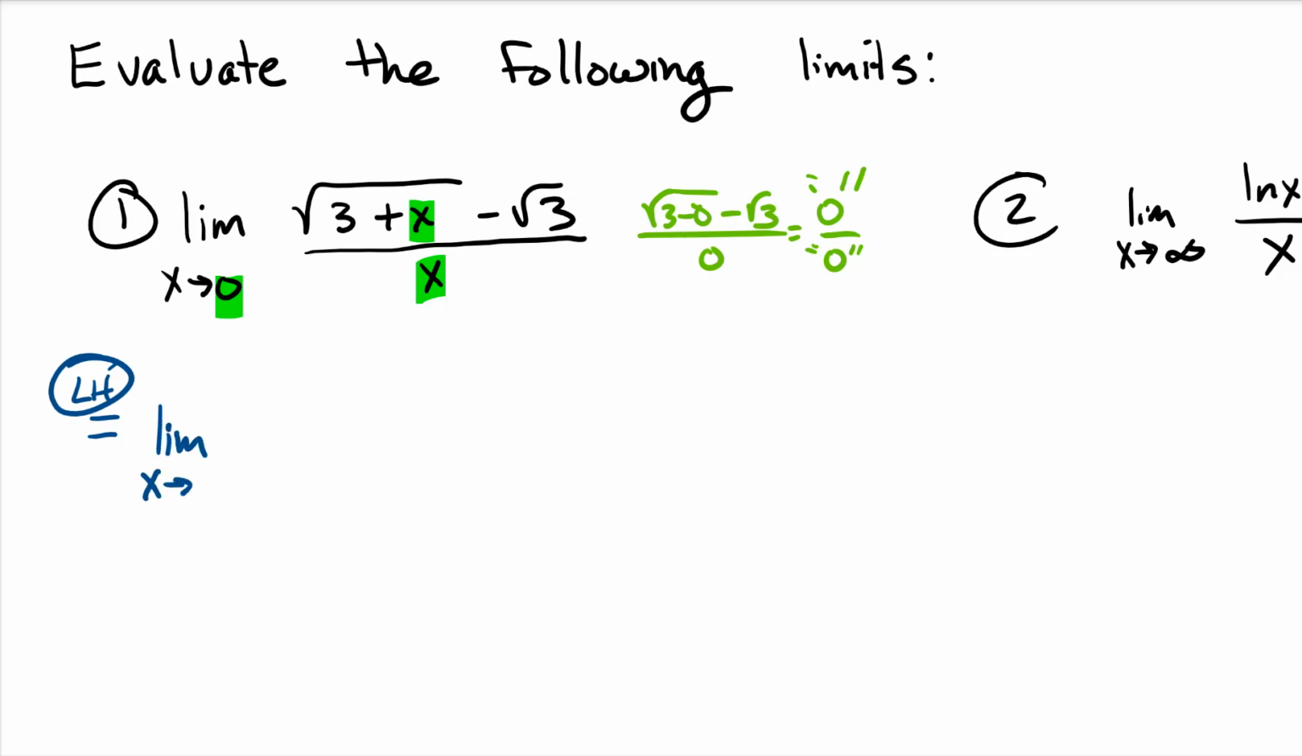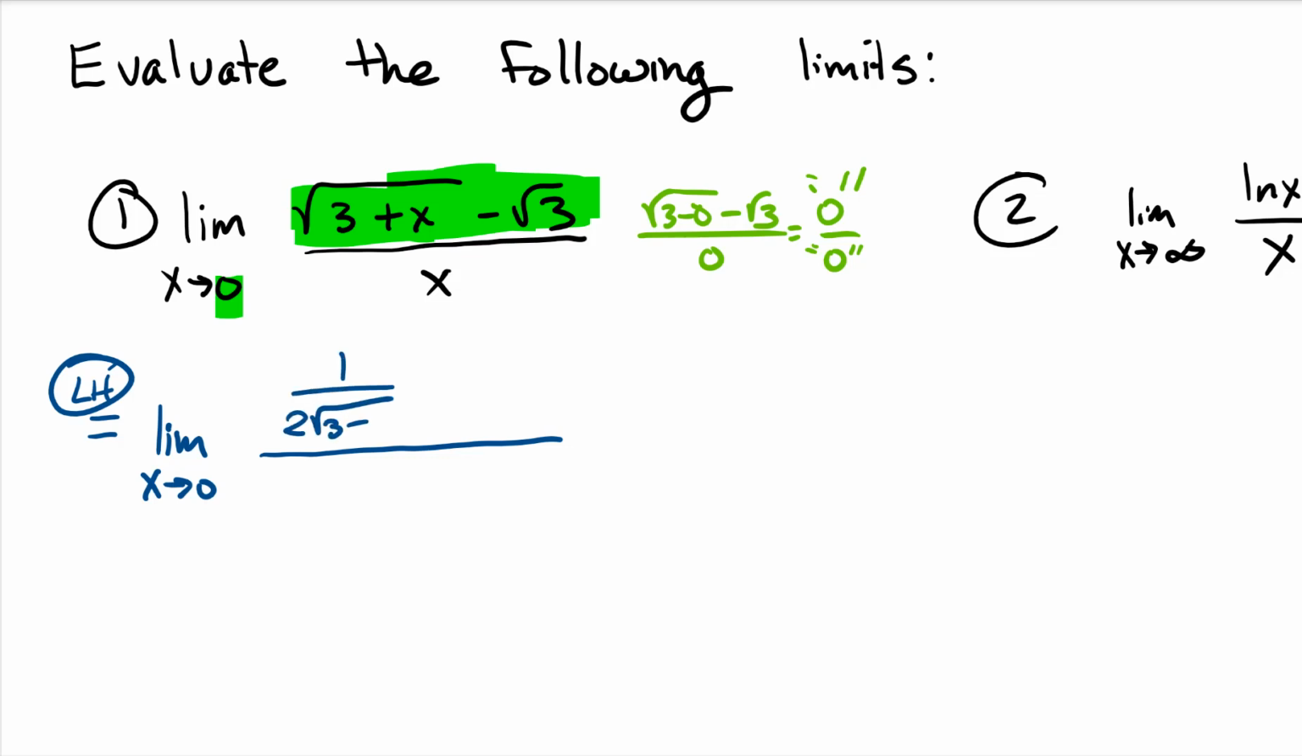The limit is x still tends towards 0. But now we're going to take a derivative of what's up top. What's the derivative of the square root of 3 plus x, minus the square root of 3? Right, minus the square root of 3 is going away. So the derivative of the square root of 3 plus x is 1 over 2 times that value. I'll let you double check to make sure that's correct. But that's the derivative of the square root of 3 plus x.